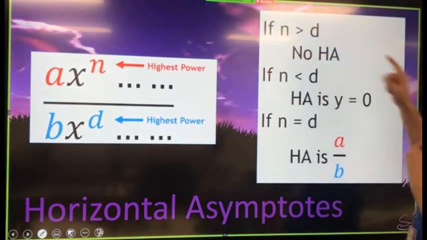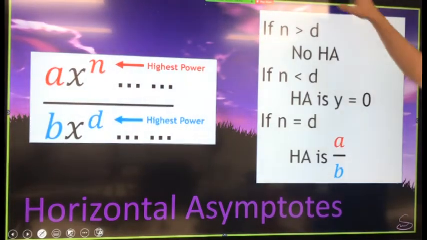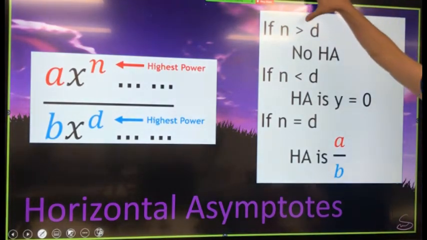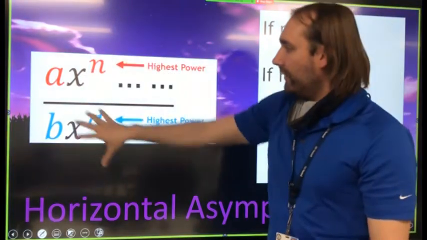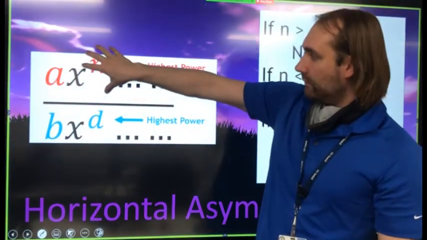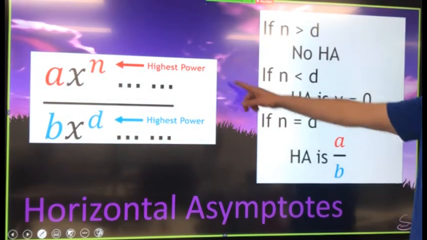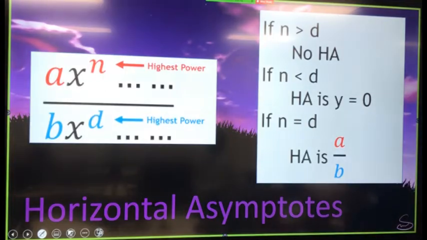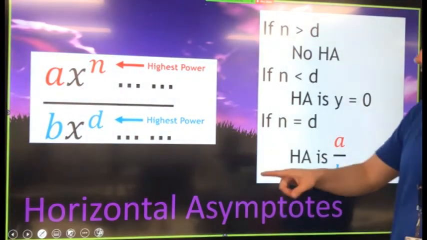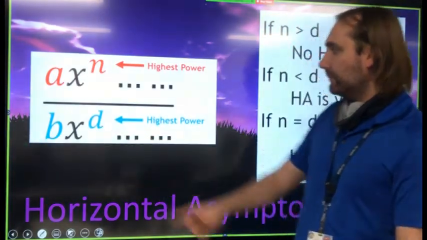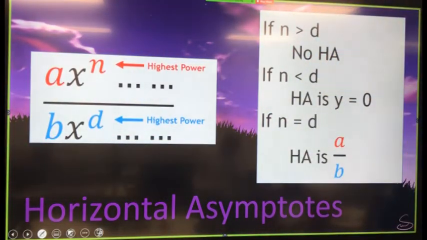So I'm looking at my table here. If n is greater than d, so if the highest power in this whole rational function sits in the numerator, then you will not have a horizontal asymptote. So if your numerator has the highest power, you won't have any horizontal asymptotes. Flip that. If n is less than d, if the denominator has the highest exponent, then your horizontal asymptote is y equals 0. That will always be the case.